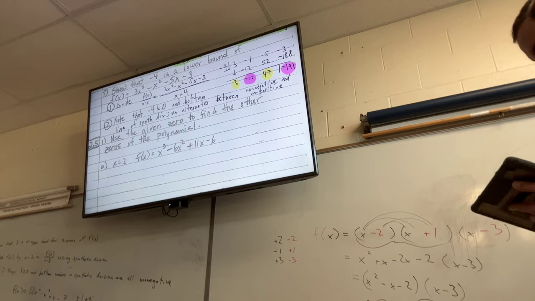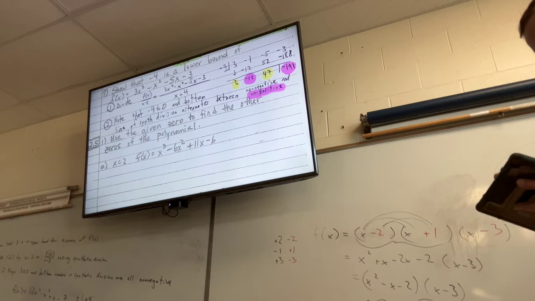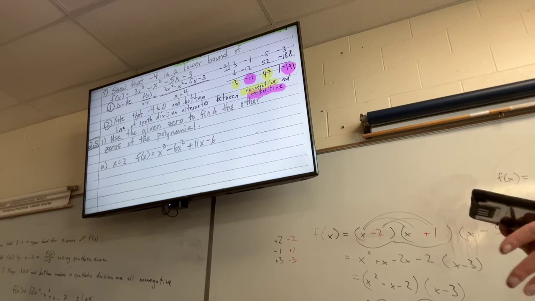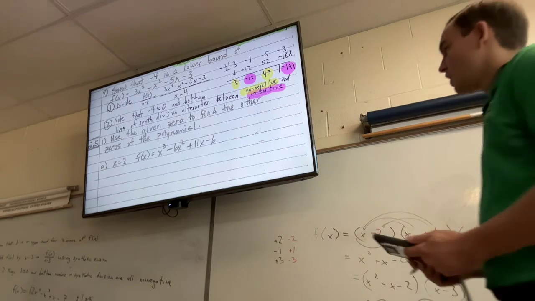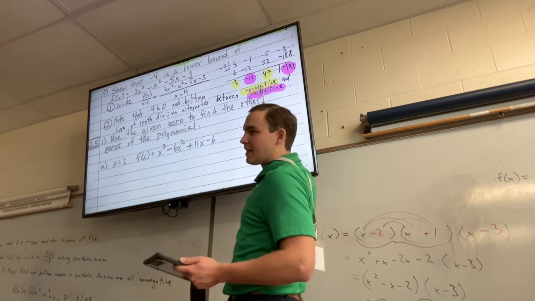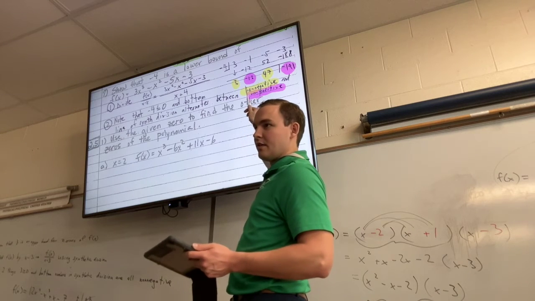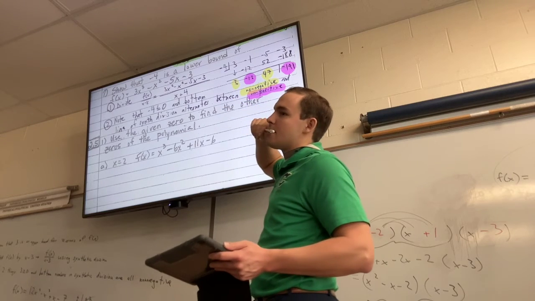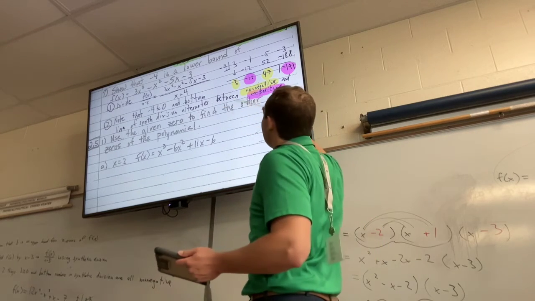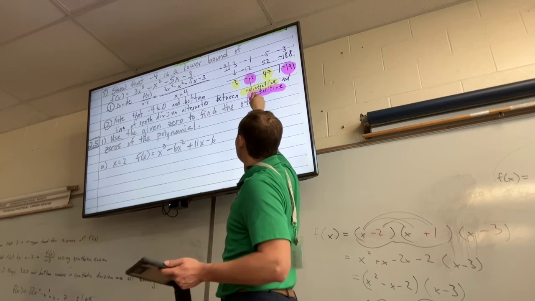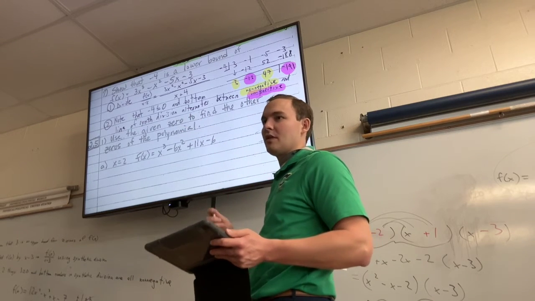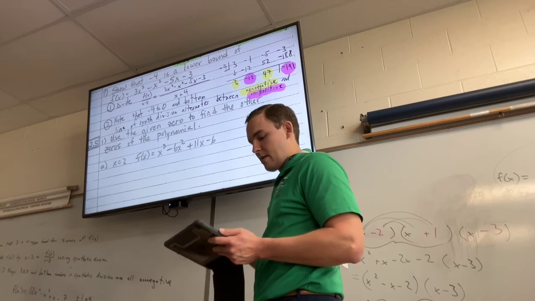The yellow numbers are non-negative. The pink numbers are non-positive. What's the difference between saying non-negative and positive? Zero. Zero is a non-negative number, but it's not a positive number. So if this had been a zero, negative 13, zero, negative 19, they'd still be good.